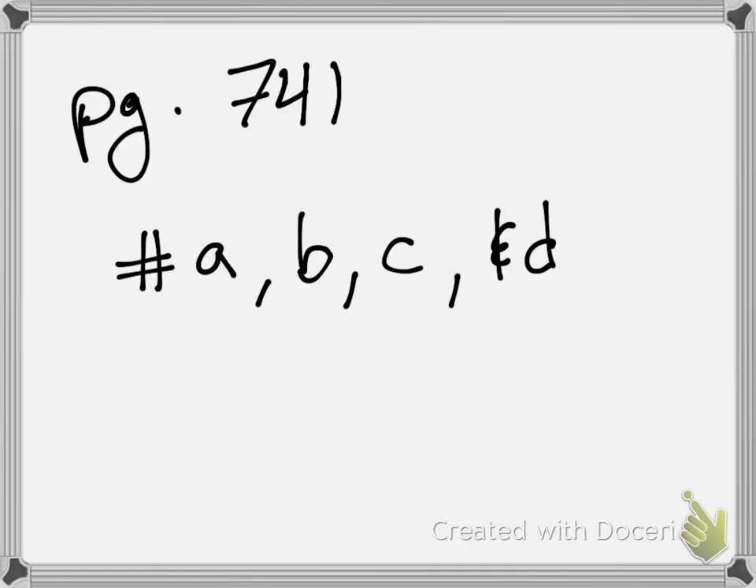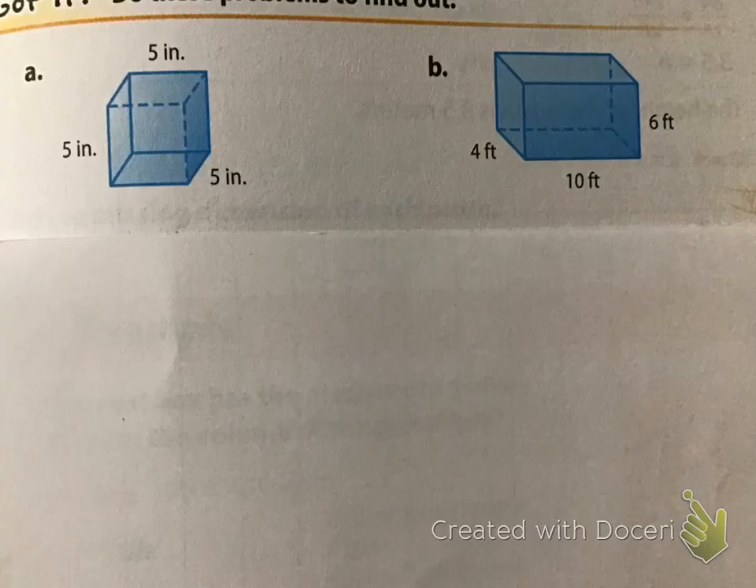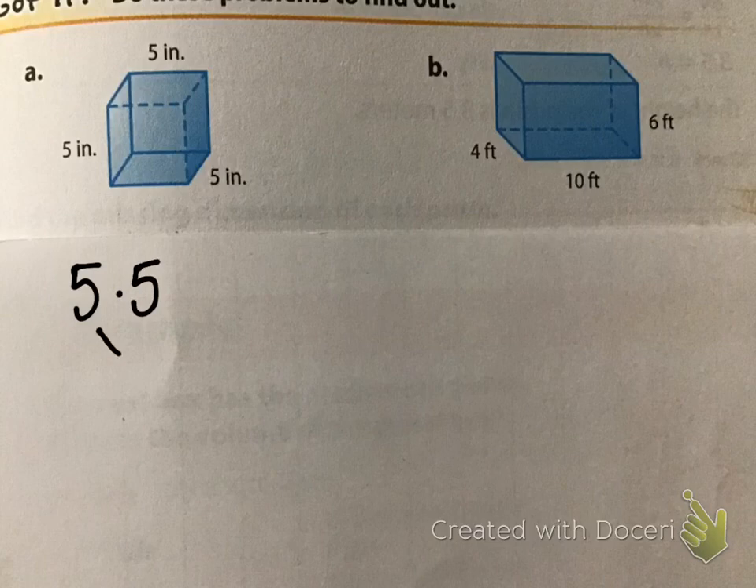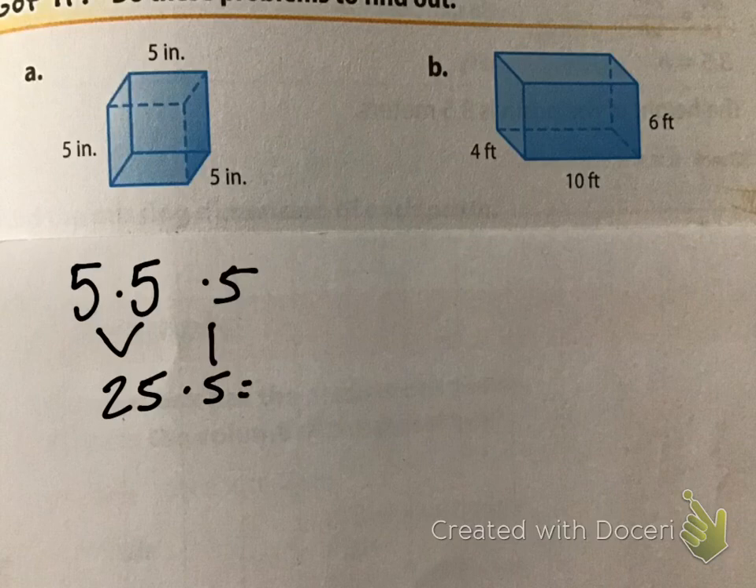Now, I want you to go to page 741, and you're going to do numbers A, B, C, and D. Melanie, what did you do to solve A? Do we agree with this math? Yes. It's excellent. We see that. She used length times width times height. She made it into a base first and then multiplied it. That's all great. And I also want to point something out to you.